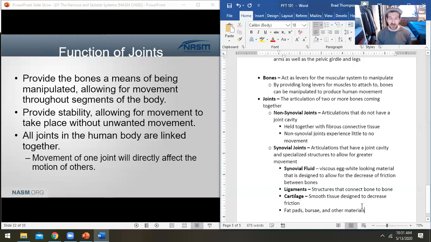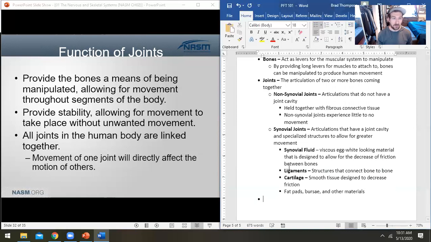When we look at the function of our joints, they are the means of allowing us to manipulate our skeletal system, but they also provide us with stability, right? We have our non-synovial joints. Those are very stable joints that are going to hold together really well. Our synovial joints are less stable, but they allow us to have greater movement. So there's kind of a trade-off there.